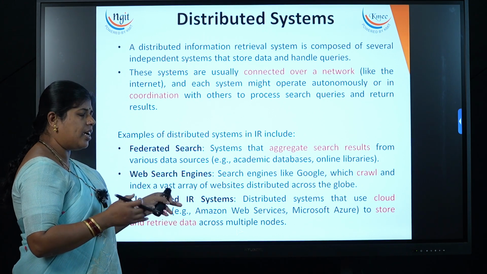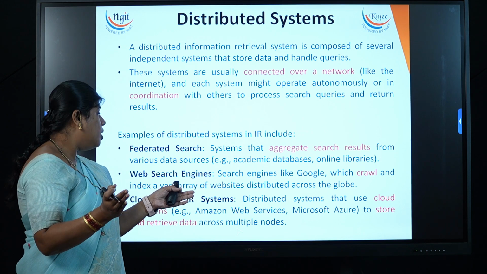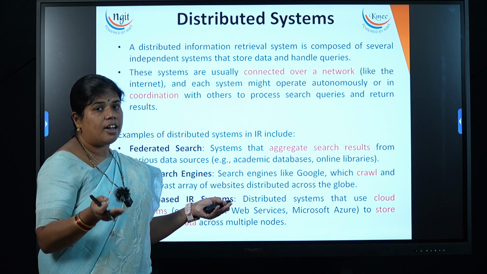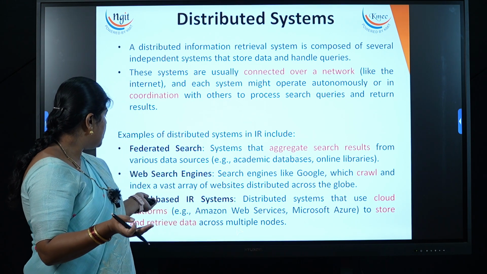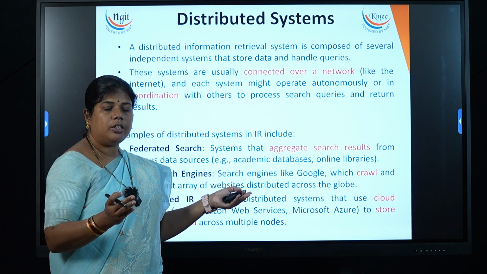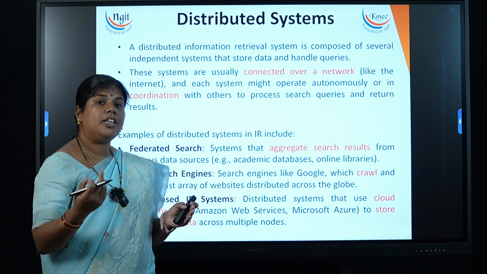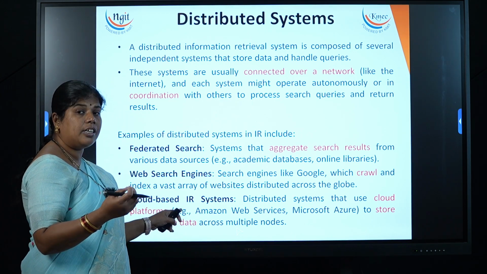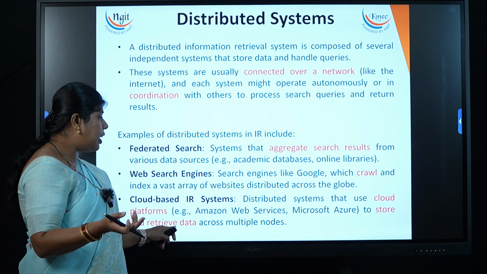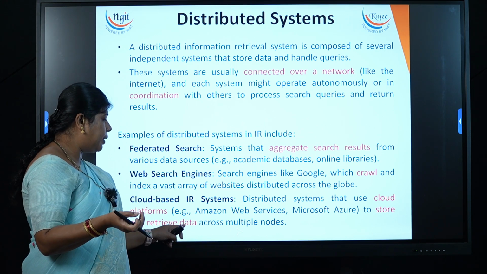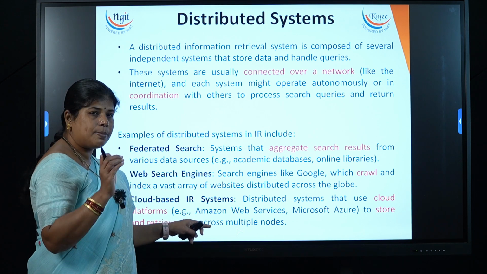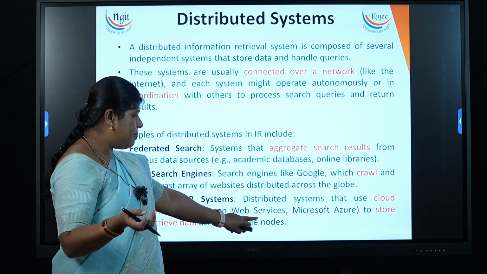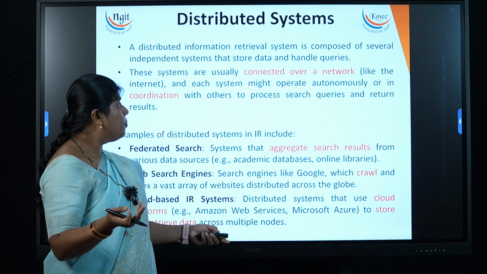Making use of the index, and it is a vast database. Here we have the array of websites, and these are all distributed across the globe. The next one is Cloud based IR. To store this huge data, the memory requirement is more. In that case, I will make use of a platform called a cloud platform, where I will store and retrieve my data. It means my database is making use of a cloud platform. The best examples are Amazon Web Services or Microsoft Azure.